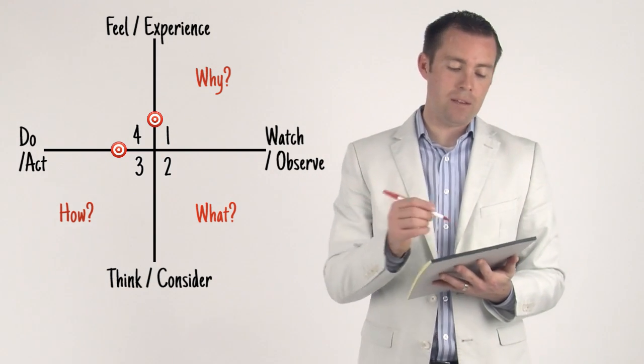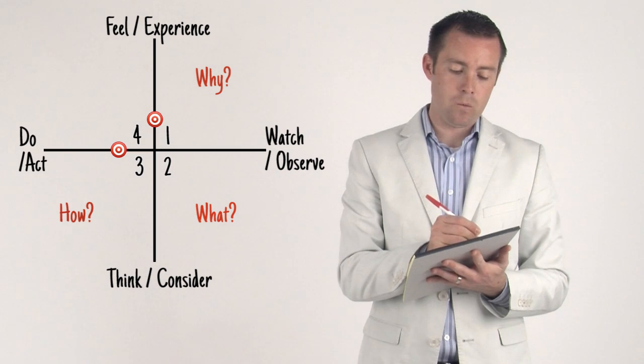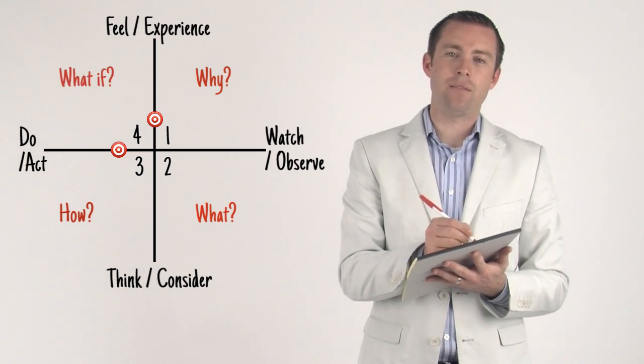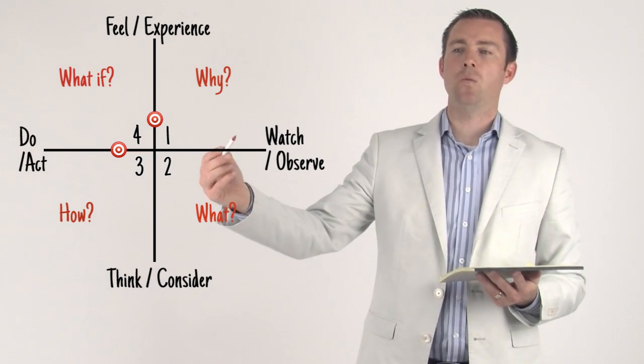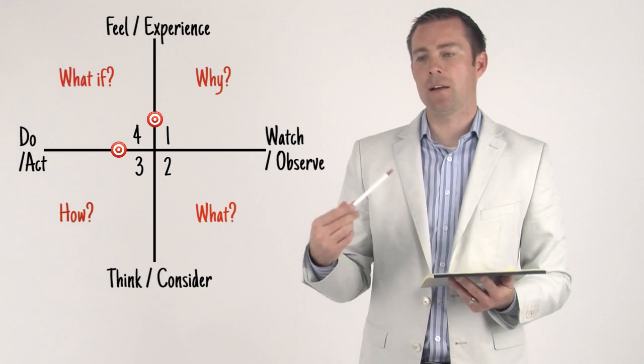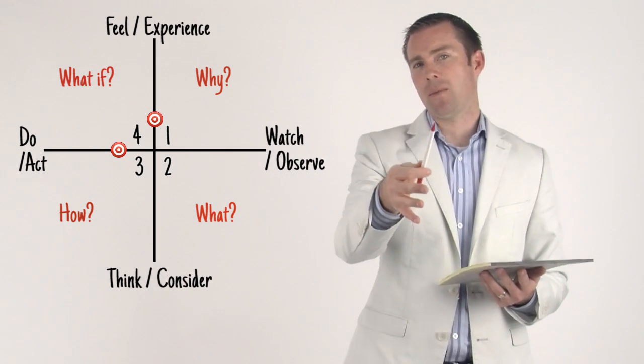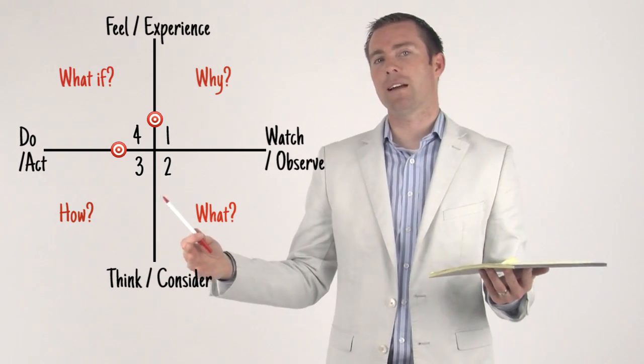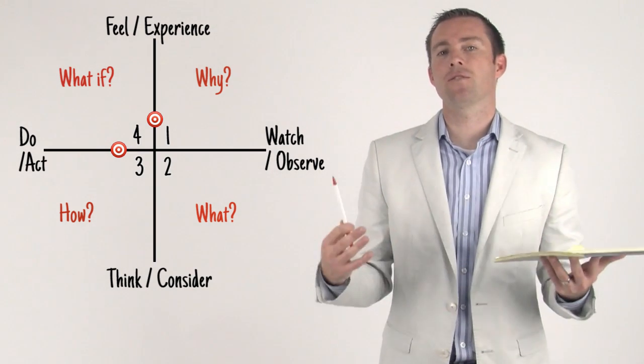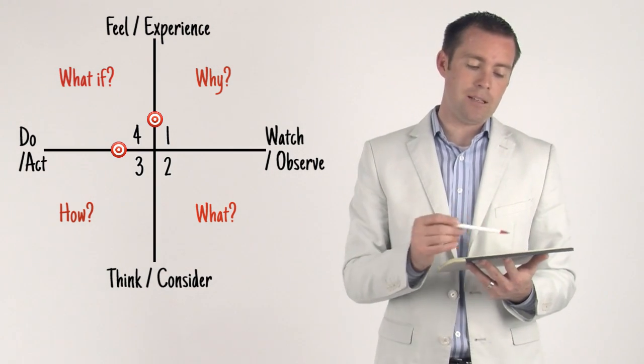And quadrant 4 thinkers, they ask, what if? What if I did this? What if I applied this? What if I were to use your idea? What if I were to buy your product? What would my future look like? They're big thinkers, they're future thinkers, and so we need to start to apply that to them.